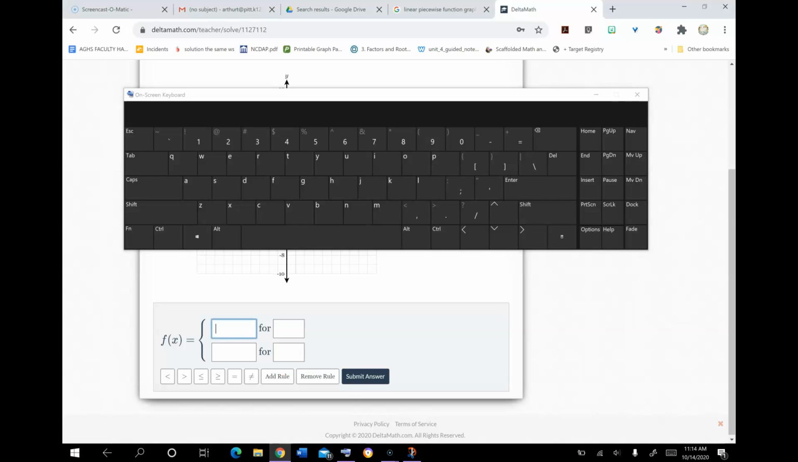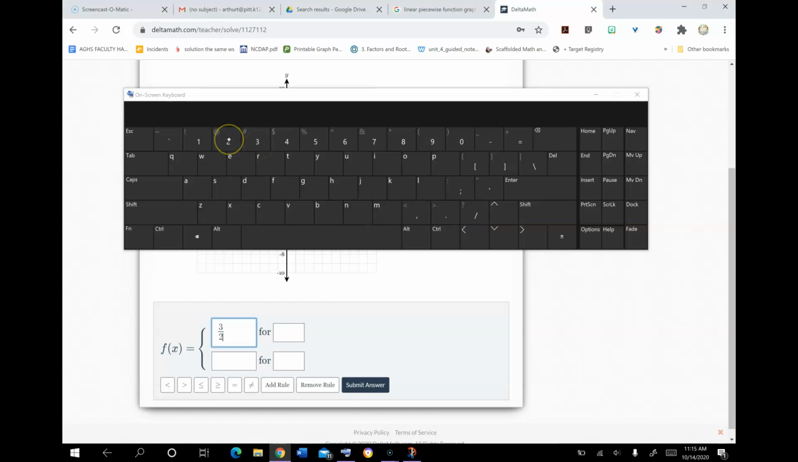All right, so it was 3/2 x. So we do 3 divided by 2. See how it does the fraction for you? Arrow over, put an x, and then it's plus 8. The domain was x was less than -4. It provides it for you down here: x is less than -4.